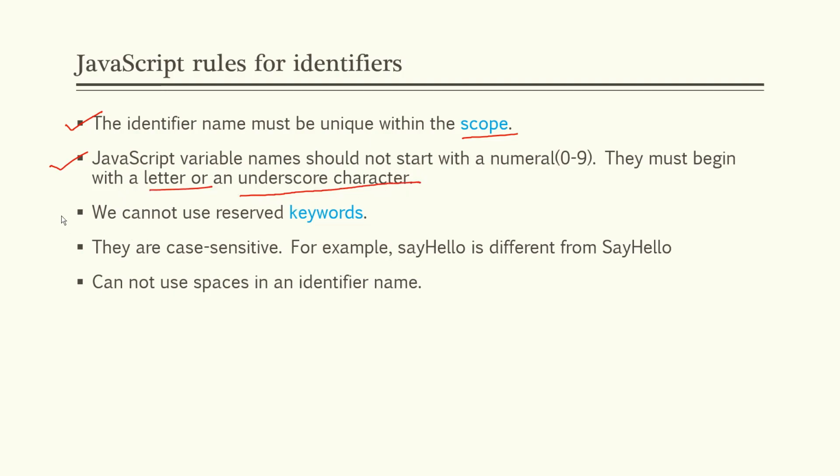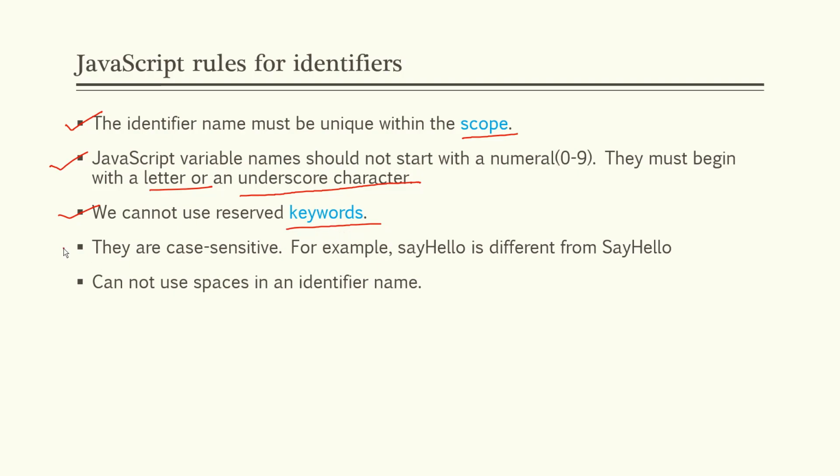Okay, and the third rule in the rule set would be we cannot use reserved keywords. So this is where I suggested to watch my previous video about keywords. Keywords are used as the grammar for our language. So we should always keep in mind that keywords are reserved by JavaScript, and we should not be using reserved keywords as part of our identifier name.